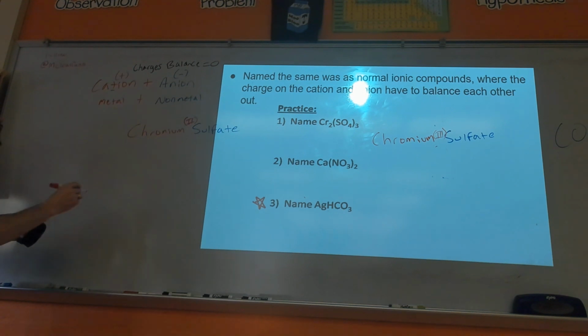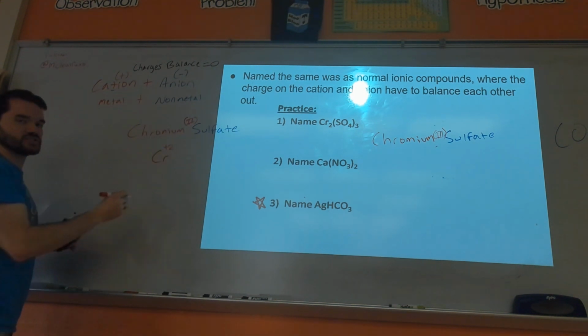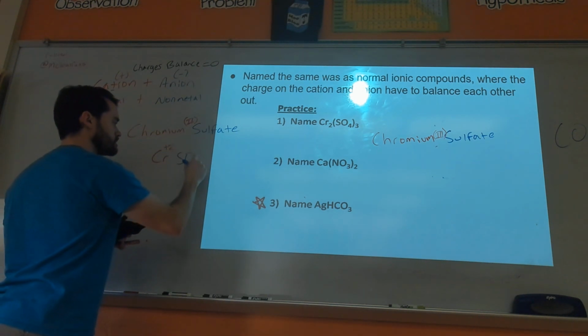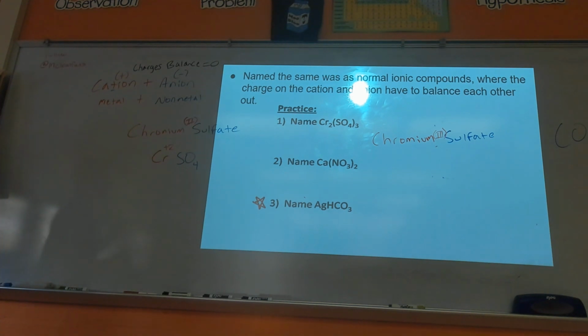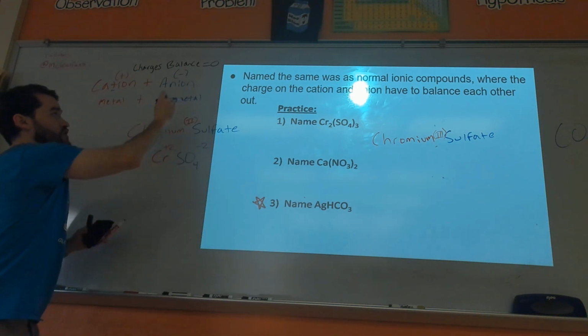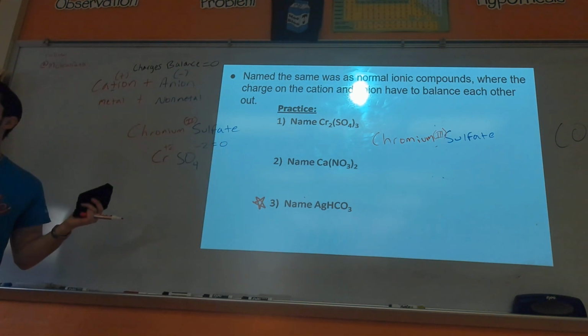Well, chromium, we know that's Cr. The 2 says that chromium has a +2 charge. Sulfate, that's SO4. And what is the charge on sulfate, SO4? -2. Charges have to balance to 0. So they balance to 0.